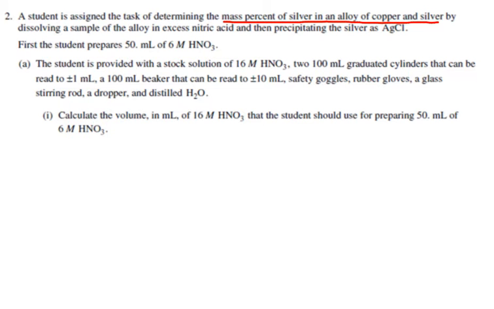First, the student prepares 50 mL of a 6 molar HNO3, which nitric acid is always very nasty. You always have to store it outside of the acid cabinet because it reacts through the bottles with the other acids. A, the student is provided with a stock solution of 16 molar HNO3, two 100 milliliter graduated cylinders that can be read to plus or minus 1 milliliter. This is session number 4. The 100 mL beaker can be read to plus or minus 10 mL. Safety goggles, rubber gloves, a glass stirring rod, a dropper, and distilled water.